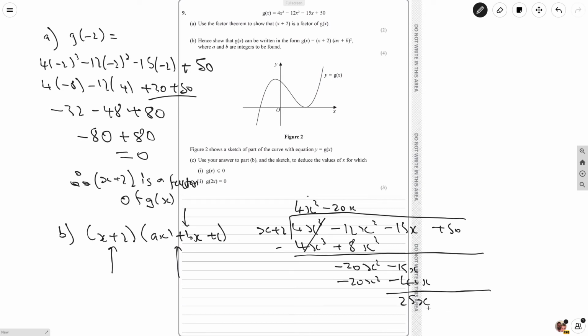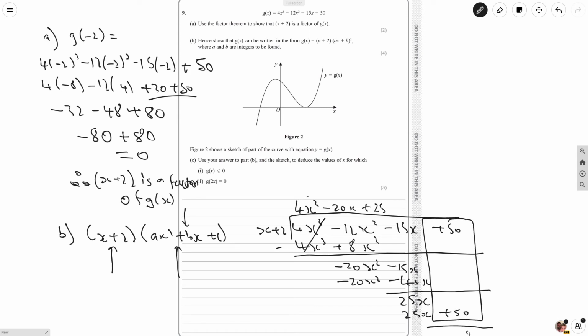And then I start again. I do x's into that. That's going to be plus 25. And you write the 25x here. Multiply that by 2 is 50. And then again, you subtract these two 50s and you get 0.